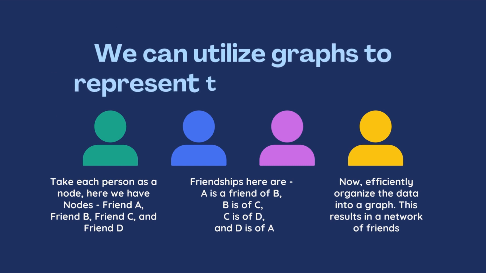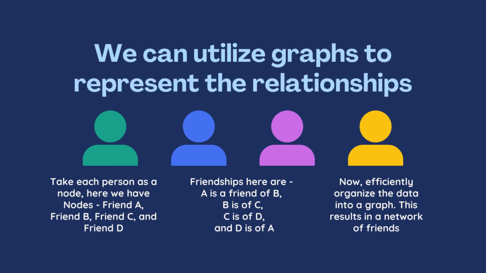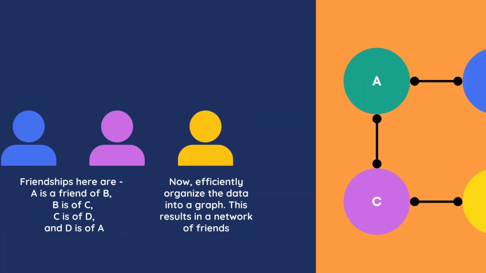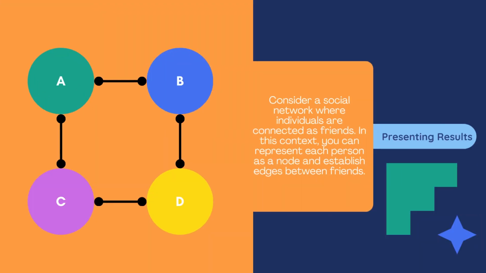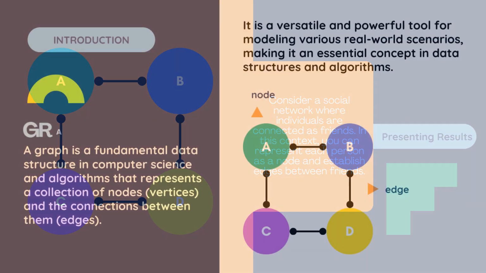Using graphs we can represent this as a network, instead of individual data elements. Consider a social network where A, B, C, and D are each other's friends. This is how it would look. The nodes represent the data elements and the edges represent the relationships between them.